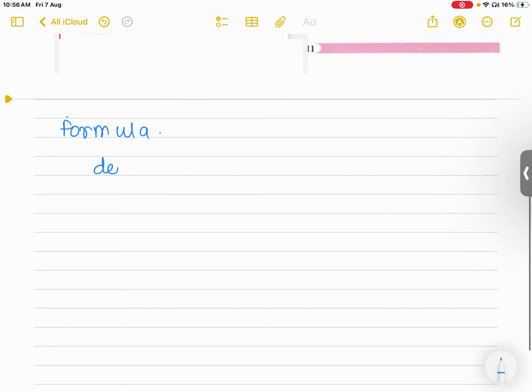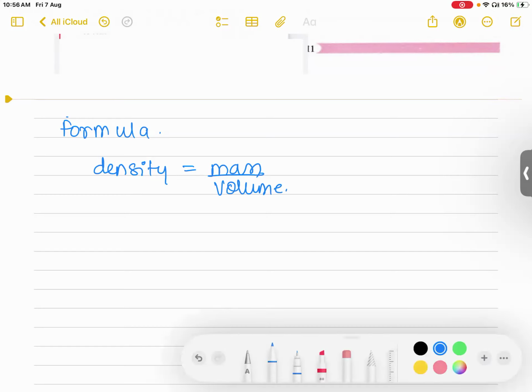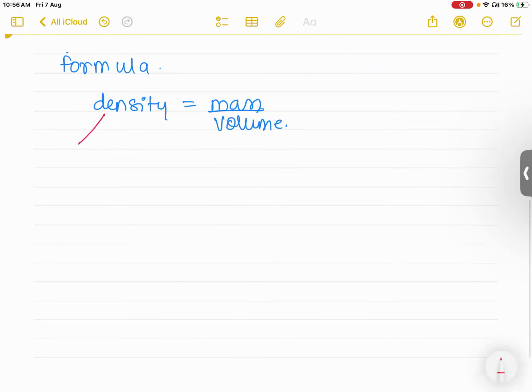related to density. Students, I know that density is nothing but mass upon volume, right? This is my basic formula which I need. This density can be measured in two units. First, it can be measured in its SI unit. Second, guys, it can be measured in its CGS unit. The SI unit is kg per meter cubed, kg m^-3. The CGS unit is gram per centimeter cubed, g cm^-3.